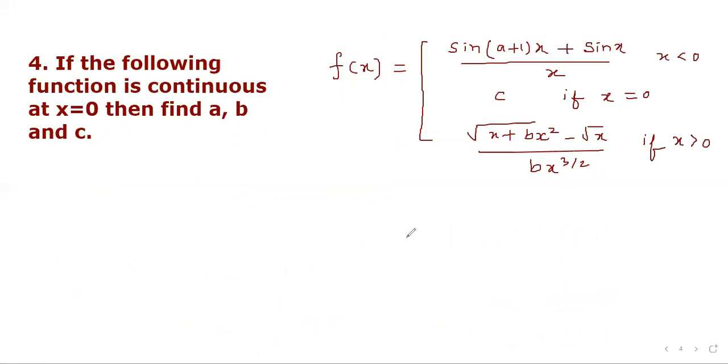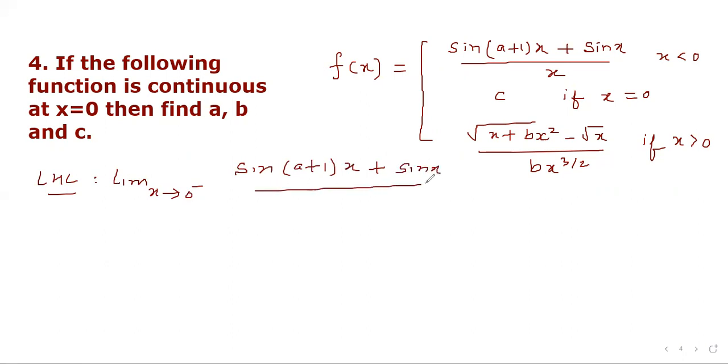We are given that this function is continuous at x equal to 0. We have to find out a, b, c. Let's see how. So here x less than 0 means LHL. So we consider LHL, limit x tends to 0 minus, we write the function (sine of (a plus 1)x plus sine x) divided by x.